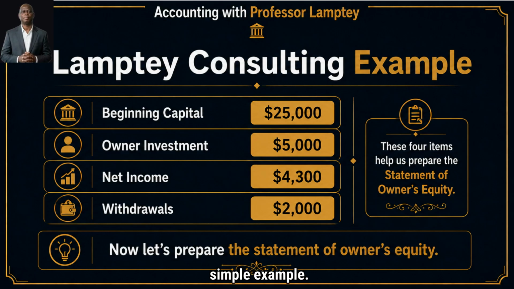Now, let's build a simple example. Assume Lamptey Consulting begins the month with owner's capital of $25,000. During the month, the owner invests an additional $5,000 cash into the business. From the income statement, we know the business earned net income of $4,300. During the same month, the owner withdrew $2,000 for personal use.